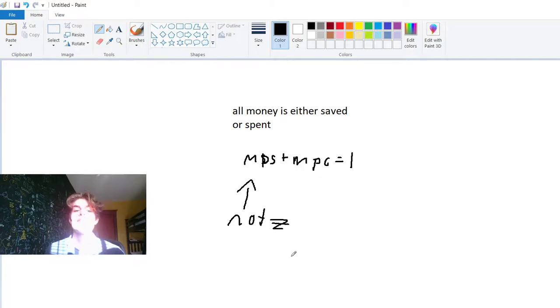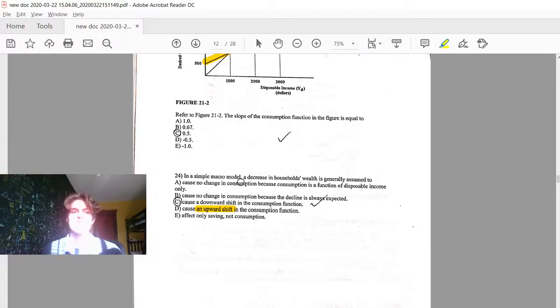This is not Z. It's not the marginal propensity to spend. It's different. Same acronym, very confusing. David Johnson even admitted it. But these aren't the same thing. Just know that.